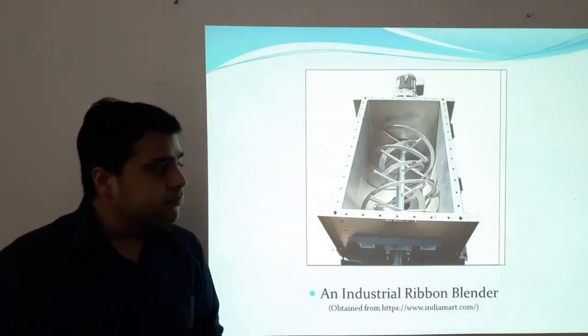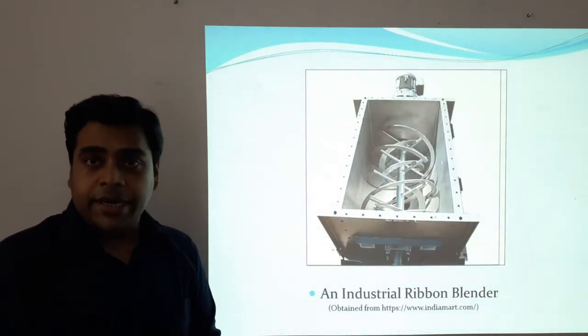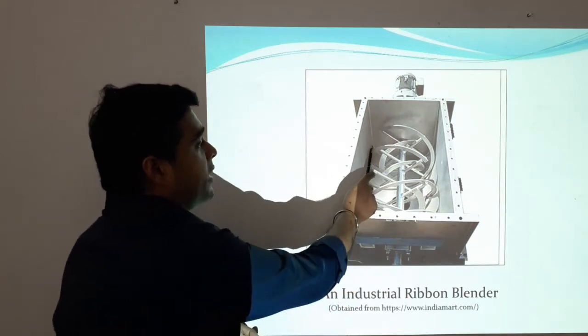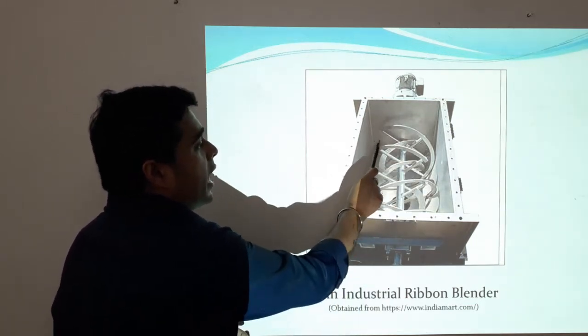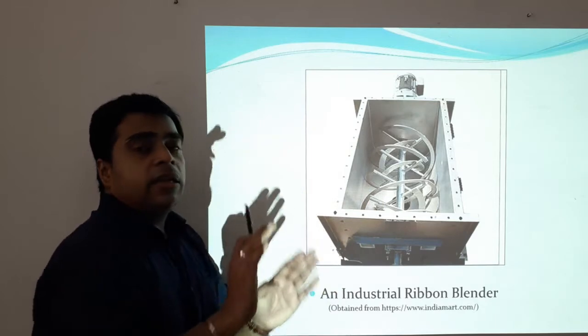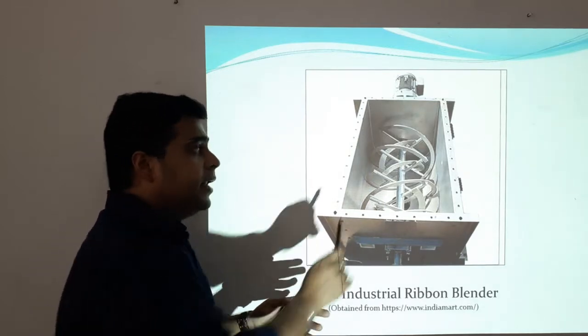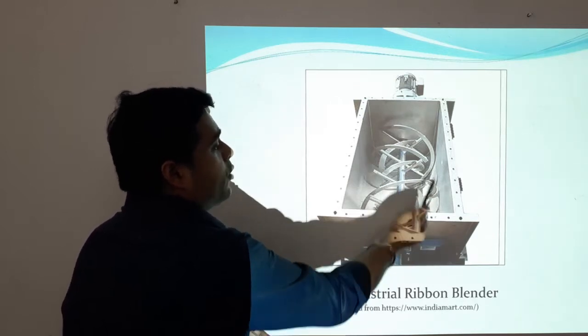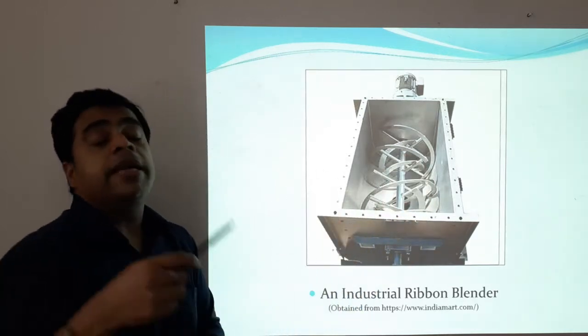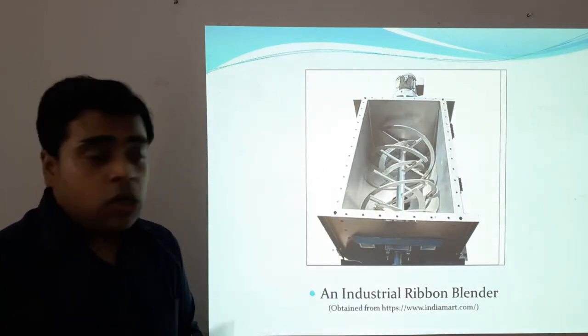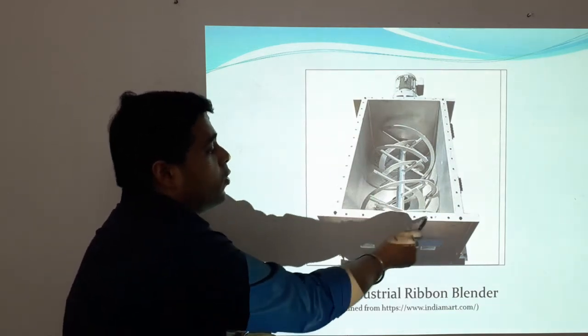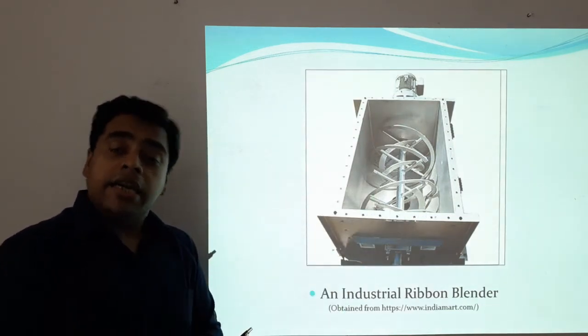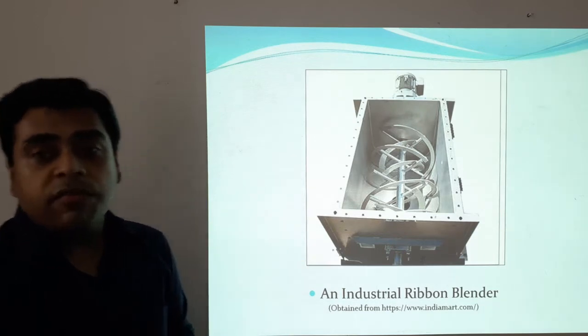So this is a typical ribbon blender, industrial ribbon blender. What I was saying, why the cleaning is difficult, is because after the batch process is over, after the mixing process is over, some powders can get accumulated at the spots where these blades are not in contact. So those spots can cause a dead space, but generally it is quite widely applied.